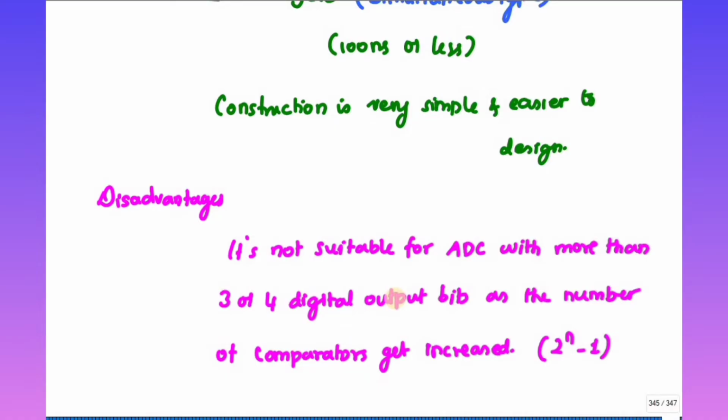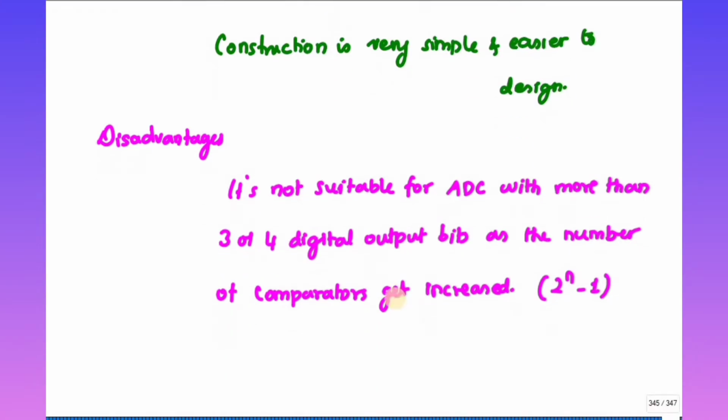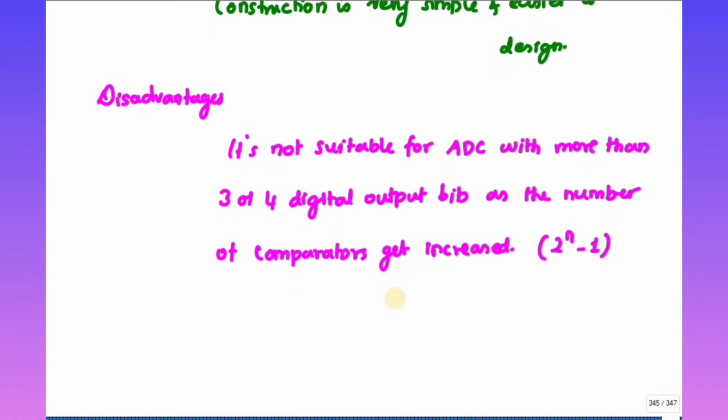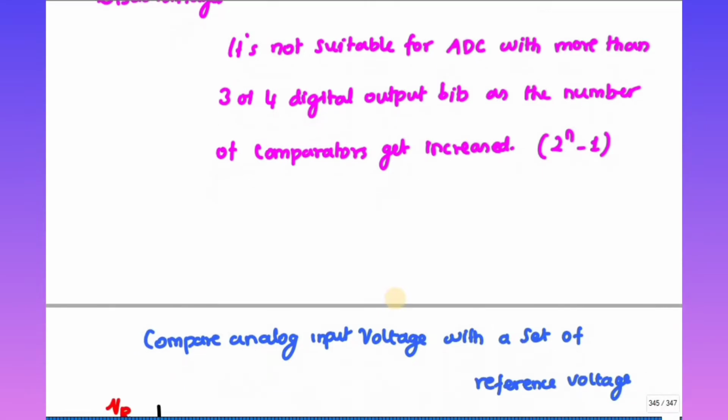What are the disadvantages? It is not suitable for ADC with more than 3 or 4 digital output bits, as the number of comparators increases. For n equal to 3, you require 7 comparators, and for n equal to 4, you require 15 comparators, right? So the number of comparators gets doubled. So it is a disadvantage.